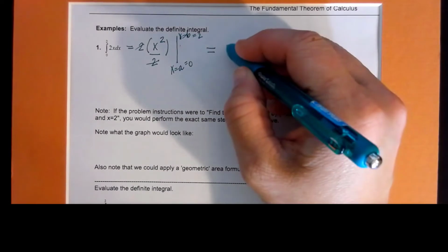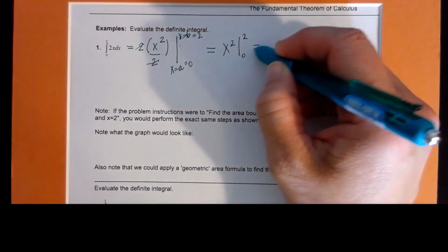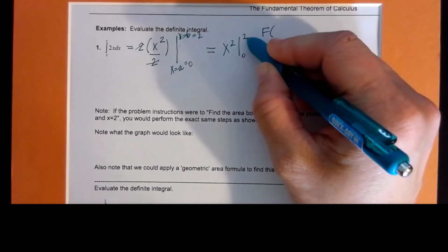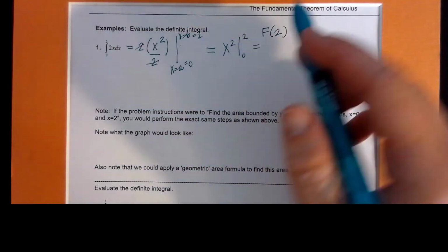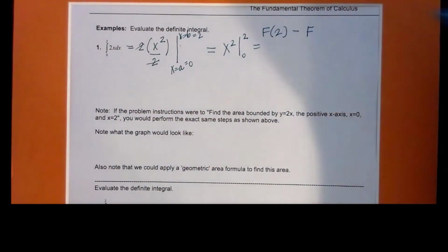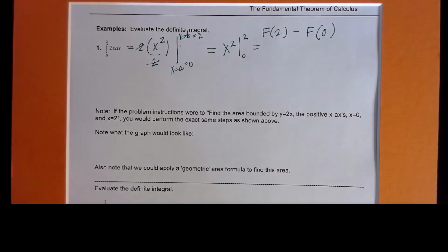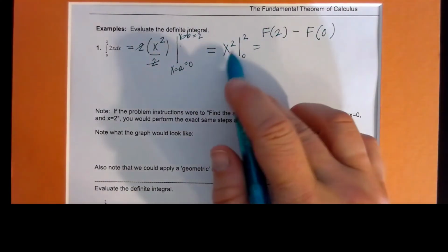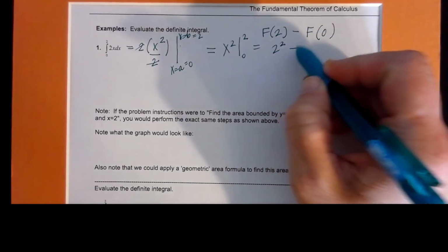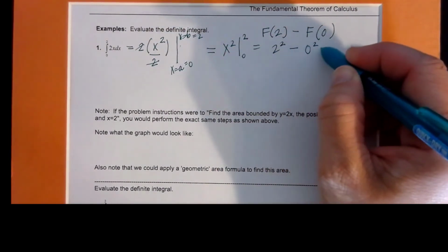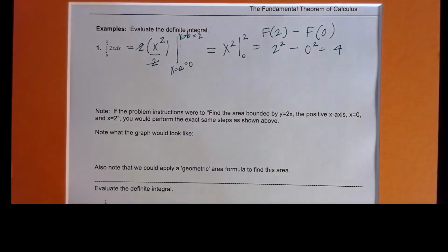And this is equal to x squared from 0 to 2. So I'm going to do my antiderivative evaluated at the upper bound, so it's always the upper bound, not necessarily the biggest number, minus the antiderivative evaluated at the lower bound, not necessarily the smallest number. So I would take 2 and plug it in, and I would get 2 squared. When I plug in 0, I get 0 squared. So this result is just equal to 4.